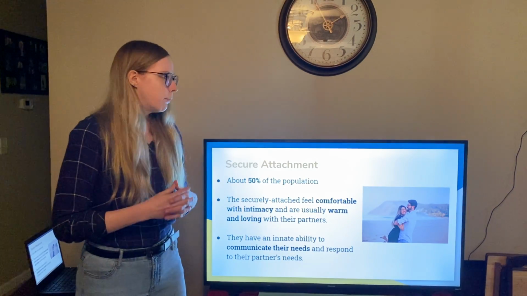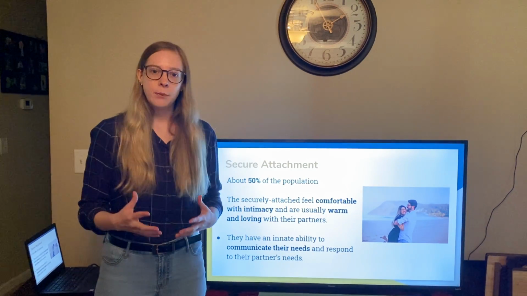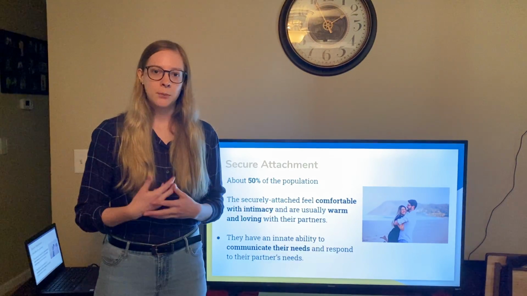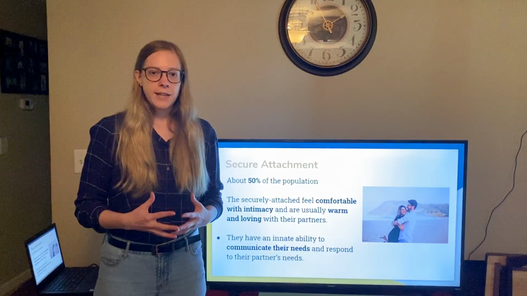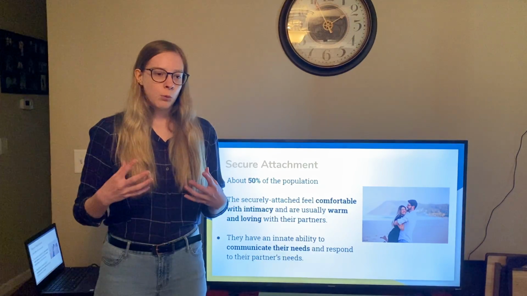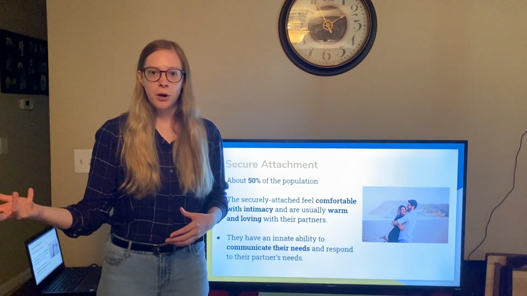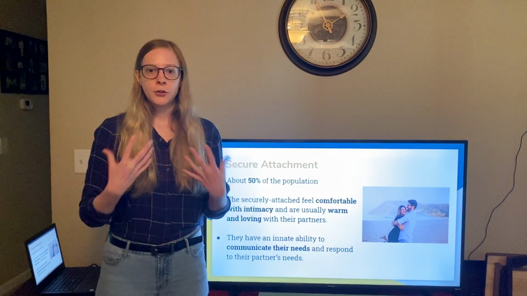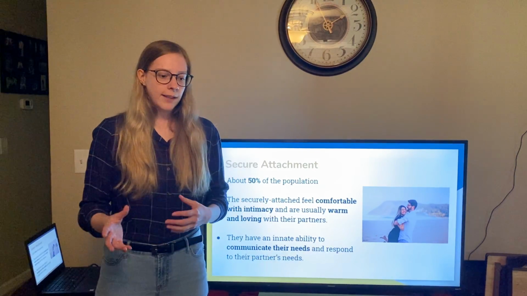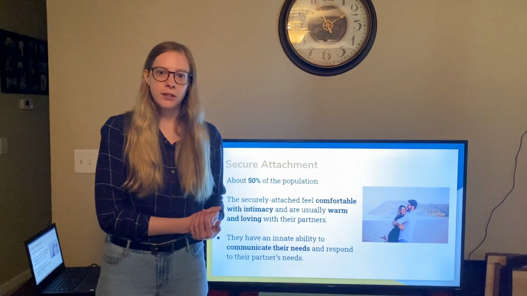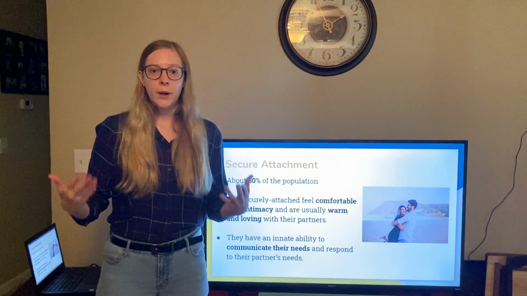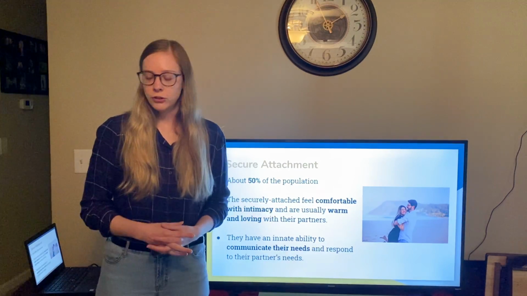So they have a pretty innate ability to communicate with their partners. They can tell them their needs, and when their partner has needs and comes to them with issues, securely attached people are a lot more comfortable dealing with their partner's issues and making sure their partner feels supported, and they also feel supported by their partners. So they are less susceptible to the negative things in relationships, whereas anxiously and avoidantly attached people are more aware of those negative aspects of a relationship.